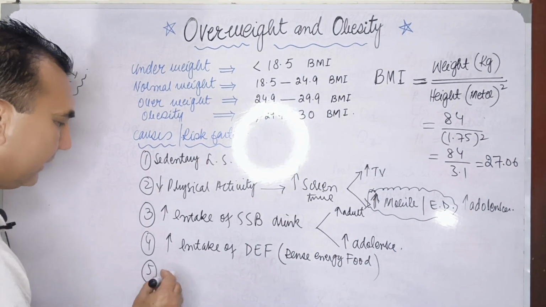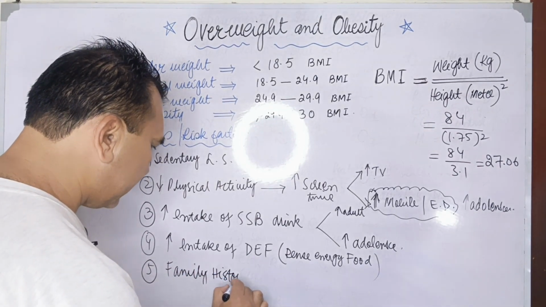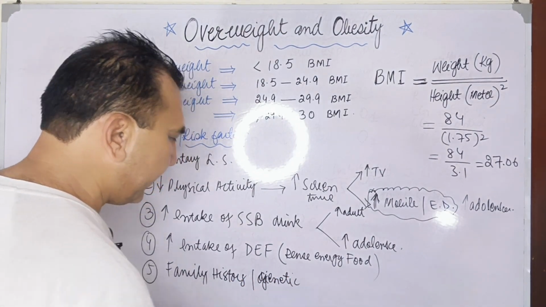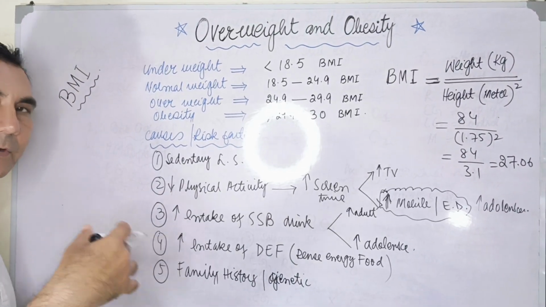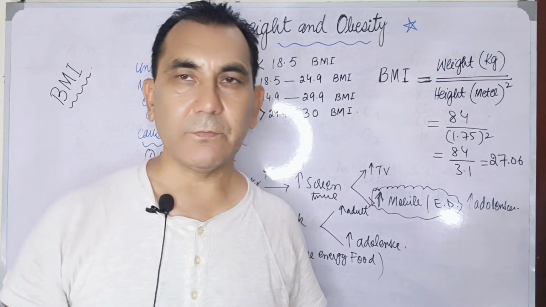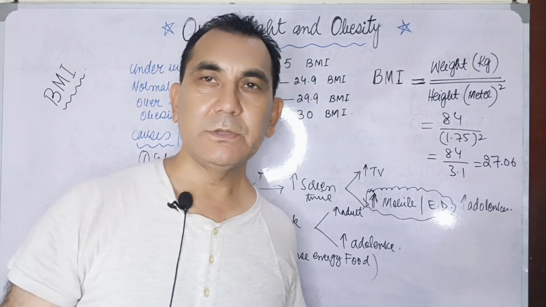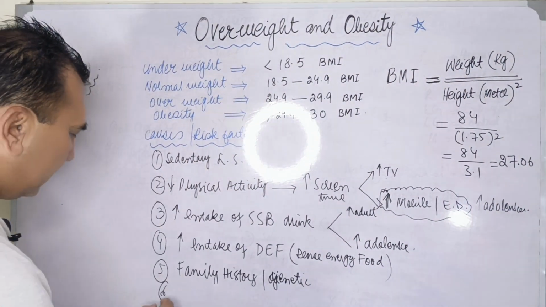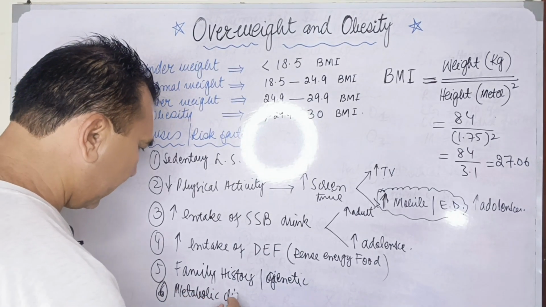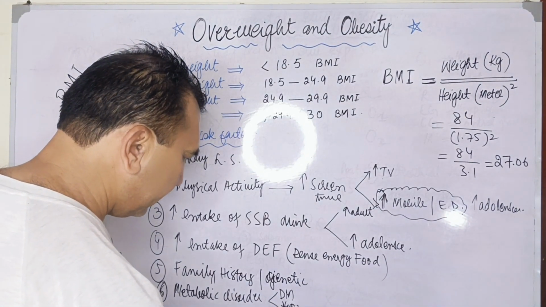Okay, and the fifth one is family history, or you can say genetic diseases, which transfer from family to family. Obesity is again transferred from obese parents to their children. And the sixth one is metabolic disorder. Metabolic disorders like diabetes mellitus and hyperthyroidism are again a cause.